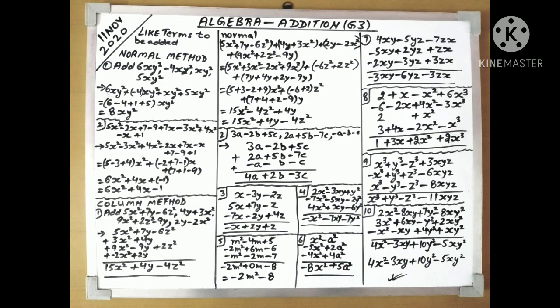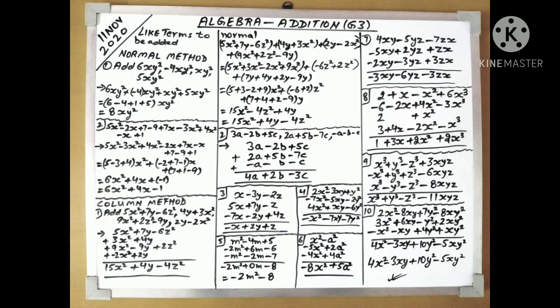See the first example. Add 6xy square minus 4xy square, xy square and 5xy square. So these are like terms actually. We are having the same literals in every term, xy square. So we will simply add them horizontally, and if we take xy square common, we will simply add the constant numbers and we will get the desired result as 8xy square, right?